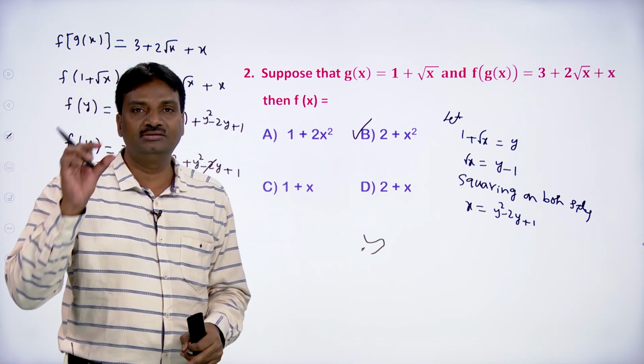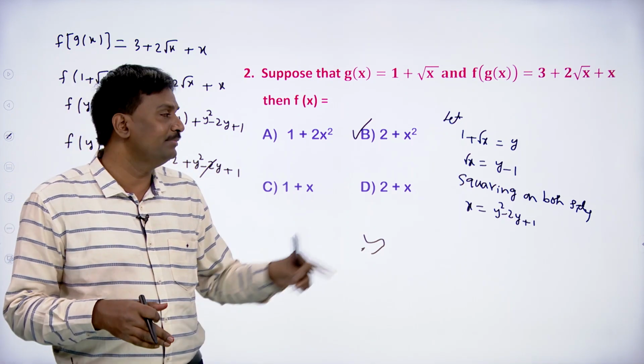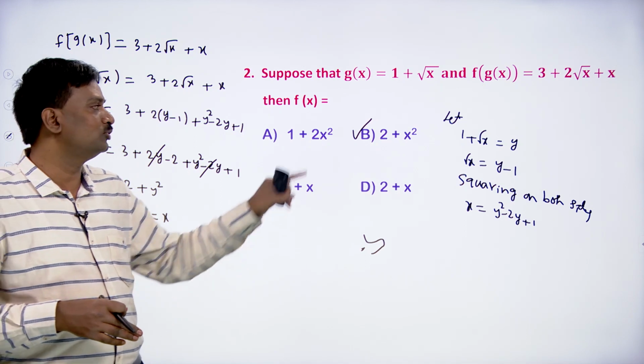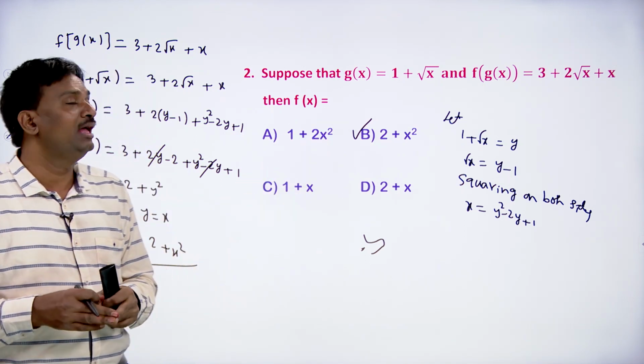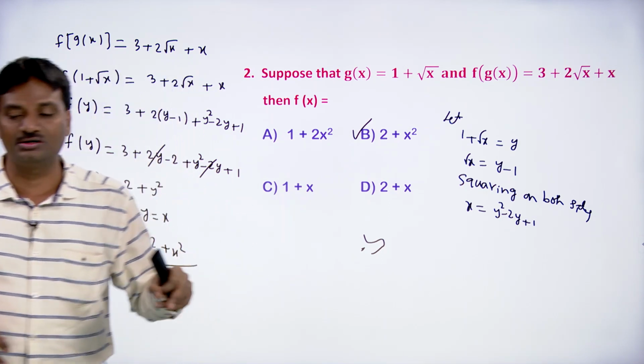So this is single correct option type. The previous problem is one or more than one correct option type, but this is the single correct option type. So 2 plus x square is the correct option for the given problem. So option B is correct. So take the screenshot.